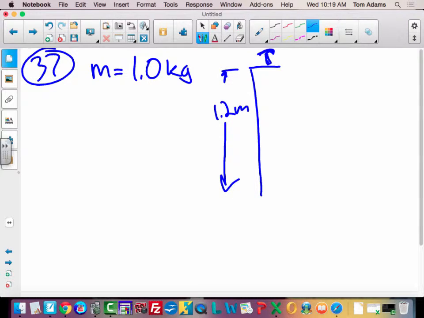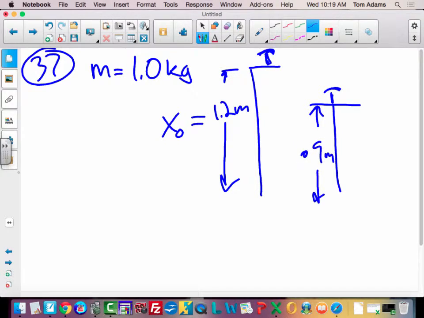So now this is a displacement, so we'll call it x, or x naught maybe. We've got to distinguish between the two heights. And then it says, what's the difference between this one and a shelf that's only 0.9 meters? Okay, so we have two shelves, and it says the gravitational potential energy.